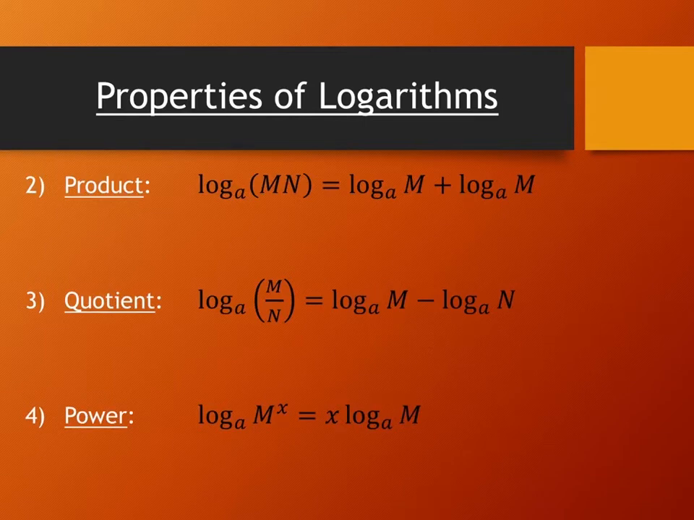Okay, 3 properties on this screen. I'm just going to let you write them down, and then I'll talk through them. There's a product property, a quotient property, and a power property.